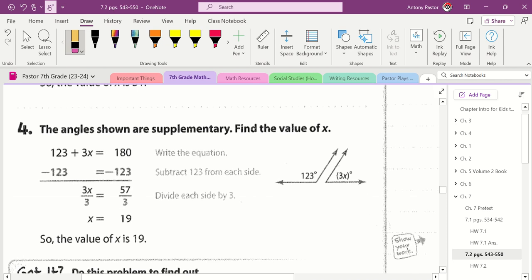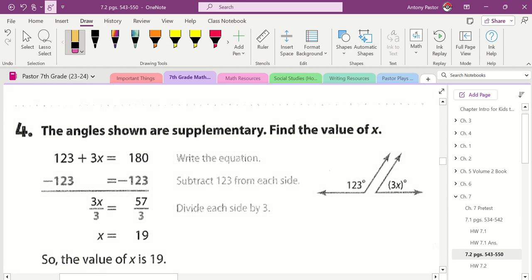Now let's go to another pitfall. This type of question gives me enough information. The angles shown are supplementary. Boom. They told me that this is going to together equal what, ladies and gentlemen? Okay, find the value of x. We're not going to do that yet. I want to highlight something.